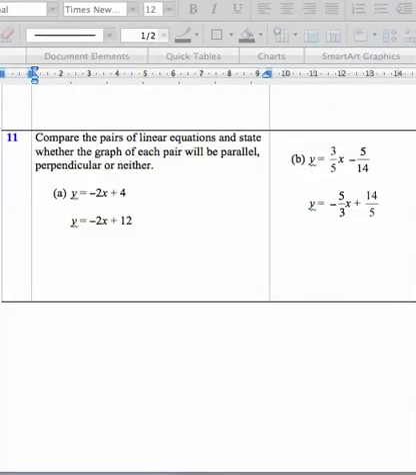So our final question is question 11, and we are now analysing linear equations and coming to conclusions. It asks us to compare the pairs of linear equations and state whether the graph of each pair will be parallel, perpendicular, or neither. Okay, they can't be both parallel and perpendicular. They can be either this one or that or nothing at all. So these two keywords, you have to remember what they mean. So we'll start with parallel.